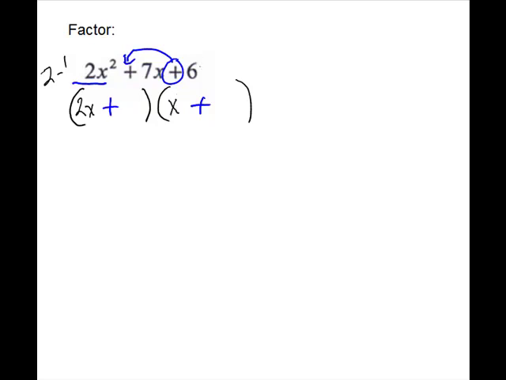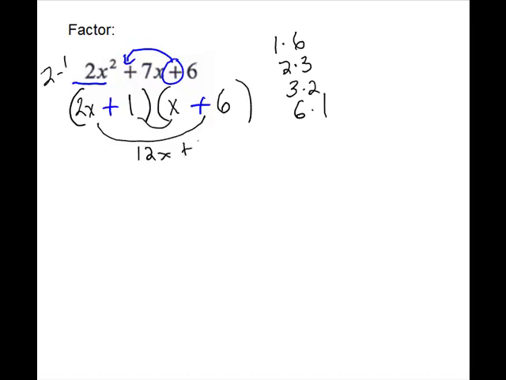On the other end, we have a 6. So our choices are 1 times 6, 2 times 3, 3 times 2, and 6 times 1. So we have 4 possibilities. And we just have to try them and see if we can get a 7. All right, so we plug in the first one, 1 and 6, our check. 12x on the outside plus 1x, 13x, and this one does not work. So we go on to the next choice.